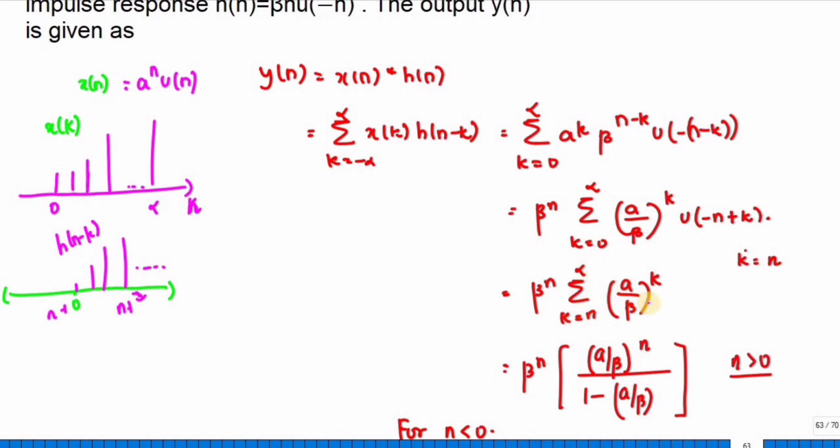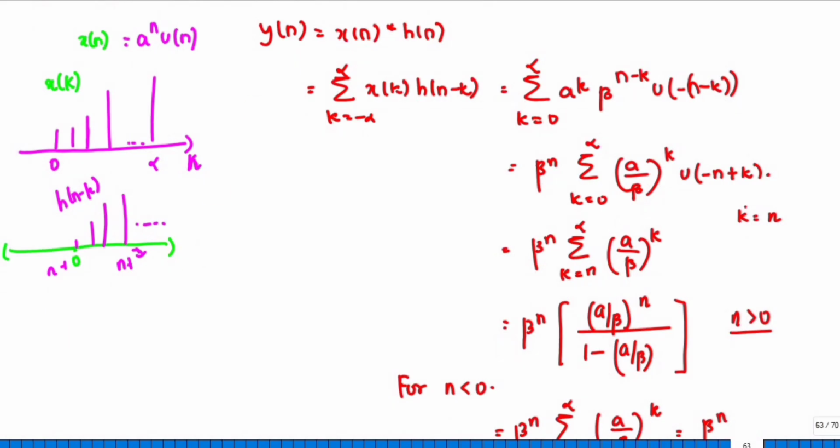So the formula for this one is beta to the power n, a divided by beta to the power n, divided by 1 minus a by beta. So here the n value is greater than 0. Suppose the n value is less than 0, for n value less than 0, you can see it starts from here.